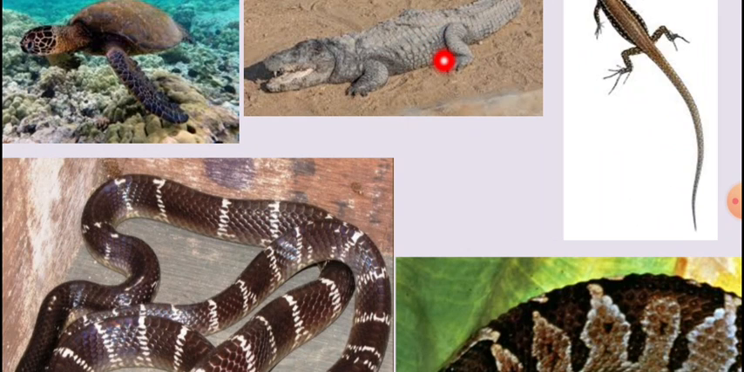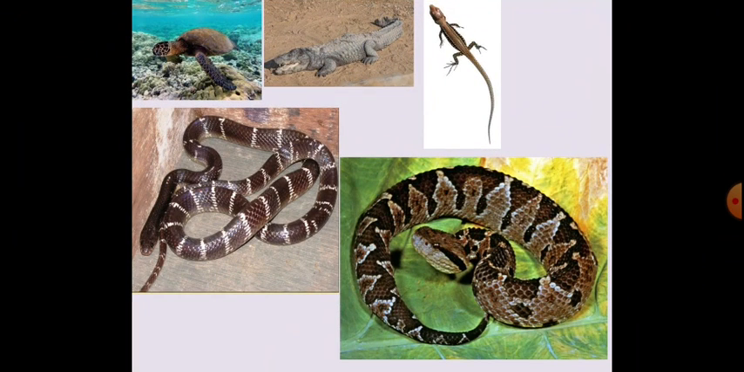Second one is crocodile. Scientific name is Crocodilus, common name is crocodile. Third one is wall lizard. You know lizards. Scientific name is Hemidactylus. Then this one is Bungarus. Common name is krait. Bungarus.